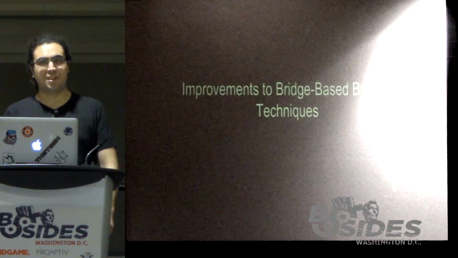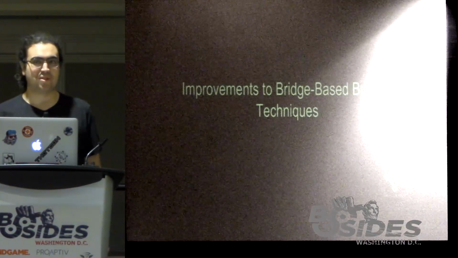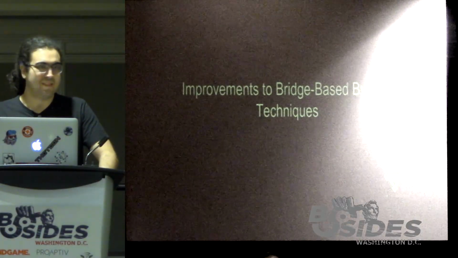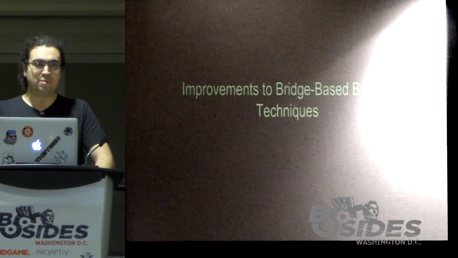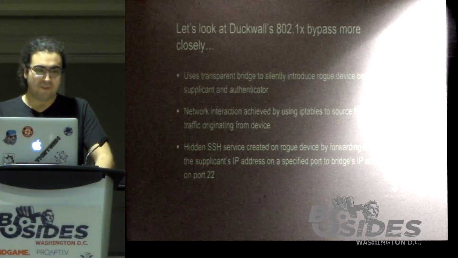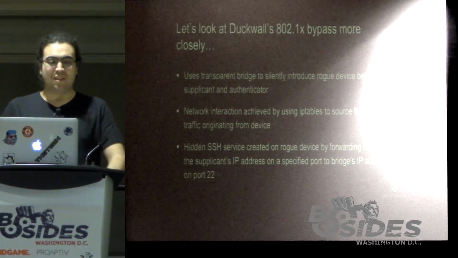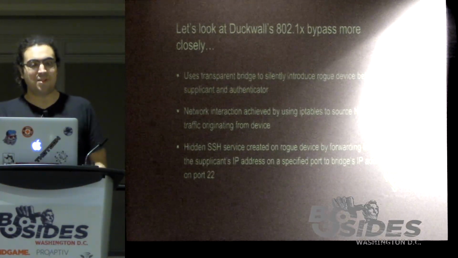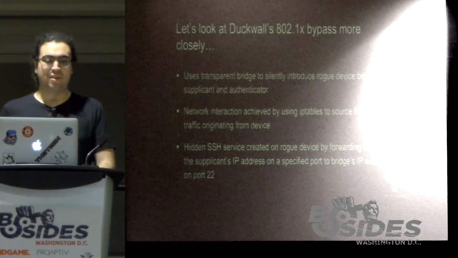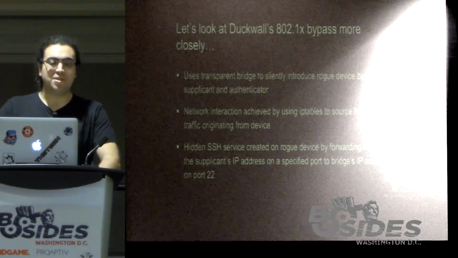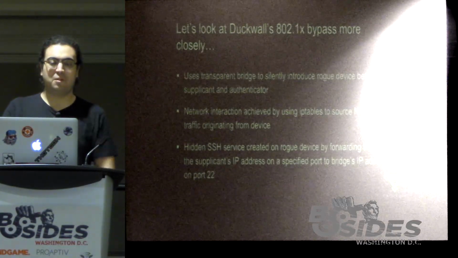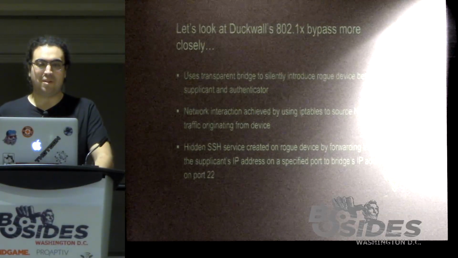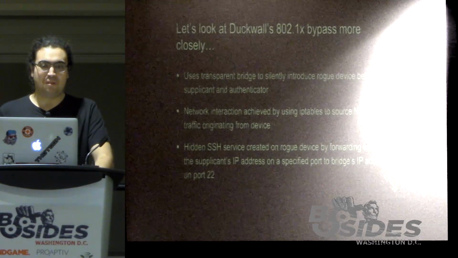Whenever you're starting off on a research project, I think it's useful to go over the existing work, and also try to see if you can implement the existing attacks, just so you have a better understanding of what you're doing, and if there's room to improve them, you should do that as well. Along that line of thought, one thing I did when I was starting out this project was to look at Duckwall's 802.1X bypass a bit more closely. We mentioned that it uses a transparent bridge to silently introduce the rogue device between the supplicant and authenticator, and that it achieves full network interaction by creating a source NAT to make it look like all the traffic is originating from the workstation, or whatever the supplicant is.